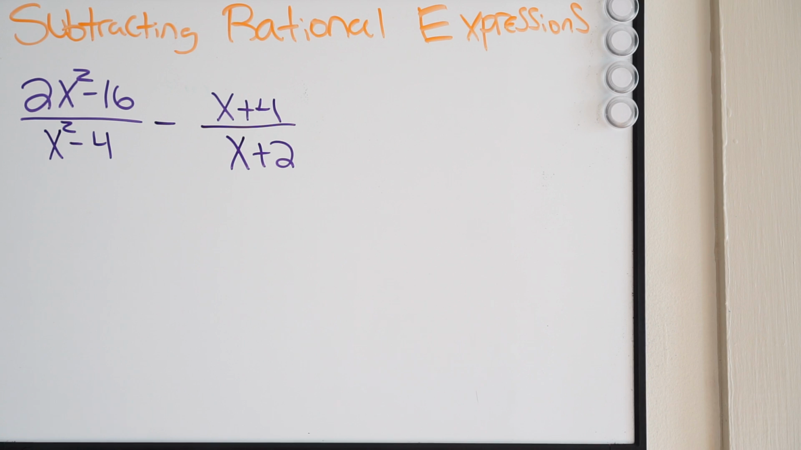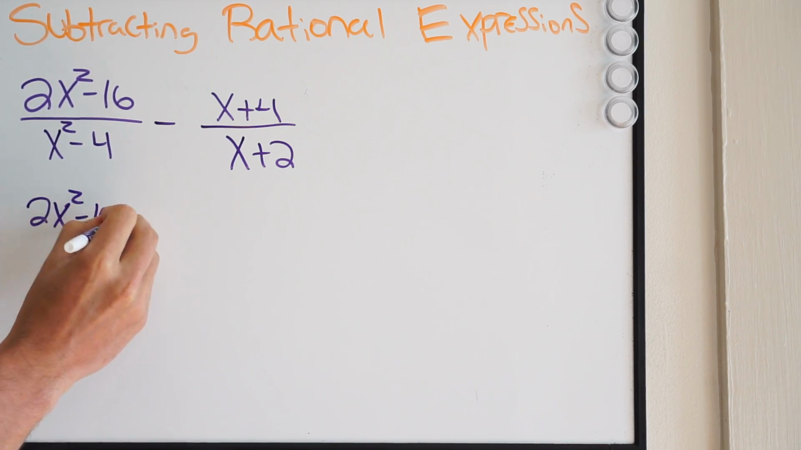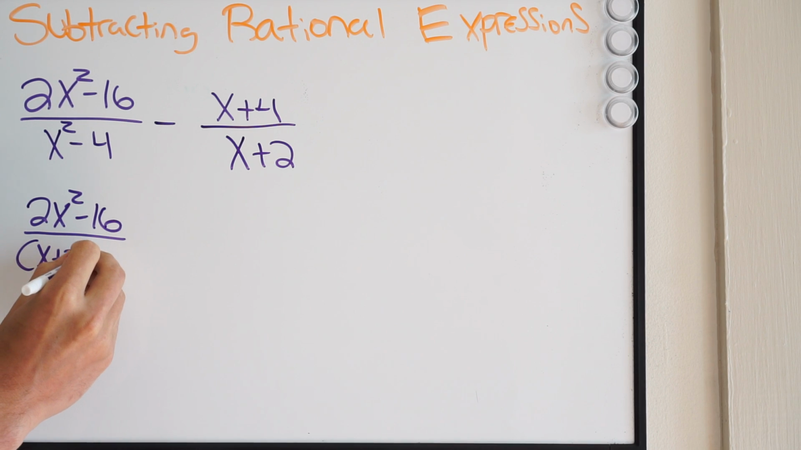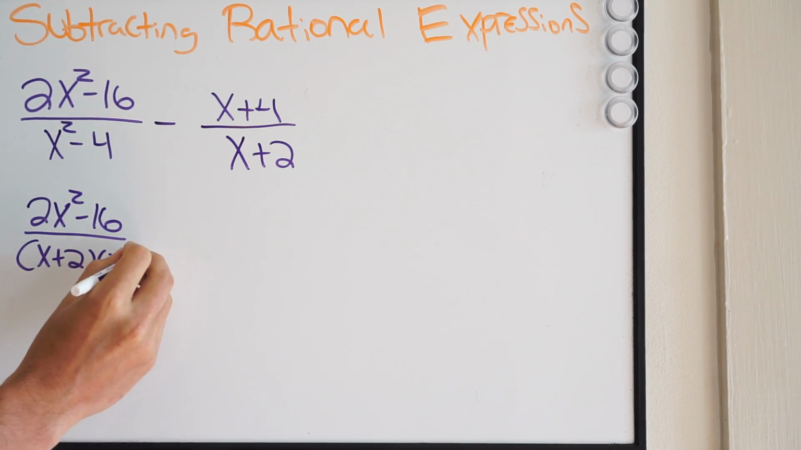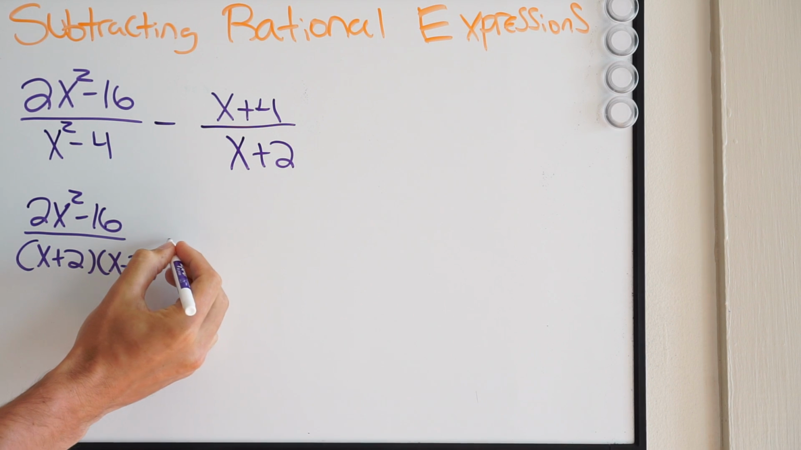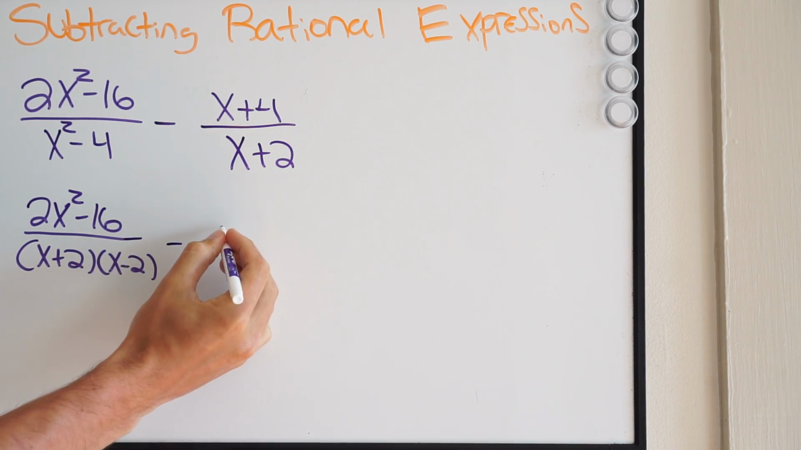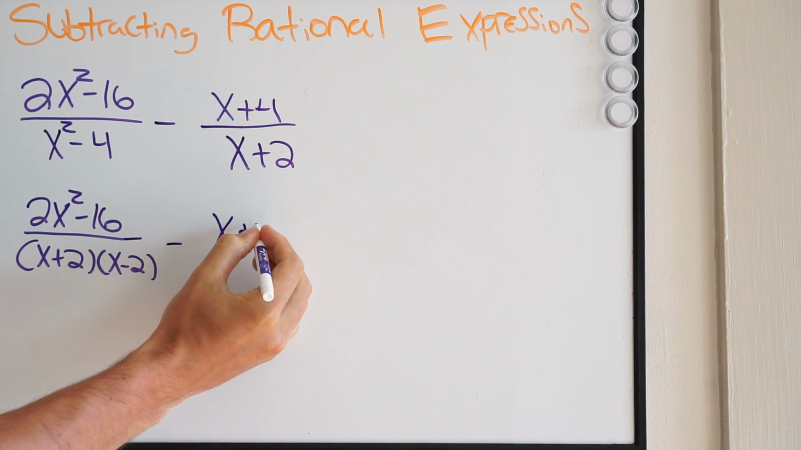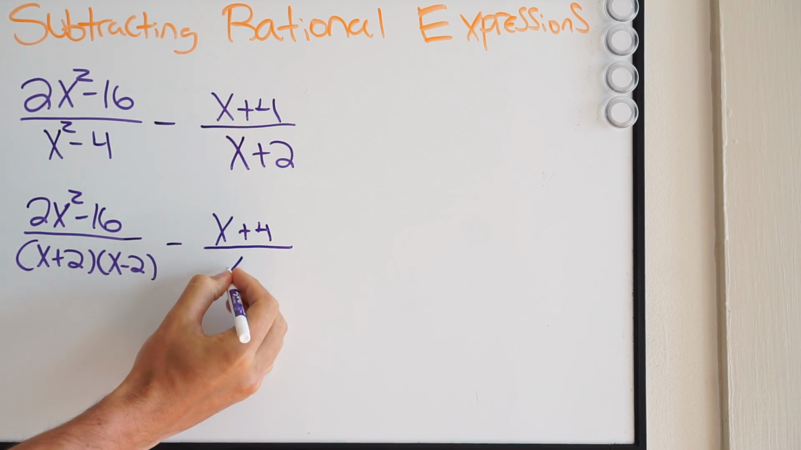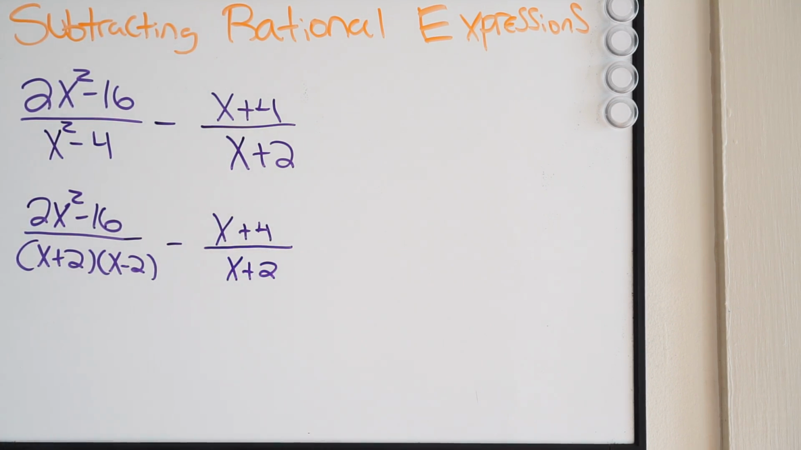So I'm going to rewrite this problem with the denominator factored. So we'll have 2x squared minus 16, and then we'll have x plus 2 and x minus 2, right? This is going to be a difference of two squares, so we just factored it. Then we'll have minus x plus 4, all over x plus 2.